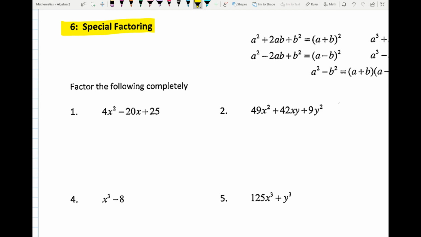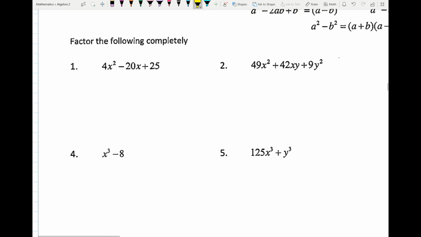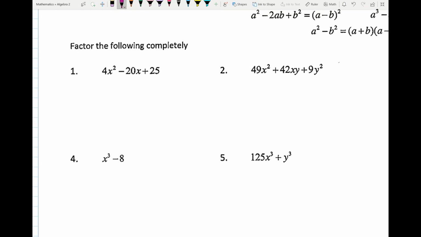Today we're going to start special factoring. When we do special factoring, we're still talking about trinomials and binomials, but there are some special cases here. I want you to notice that this and this can be square rooted. That's what's special about this. In this case down here, we have a cube root minus a cube root, and that is another special case.